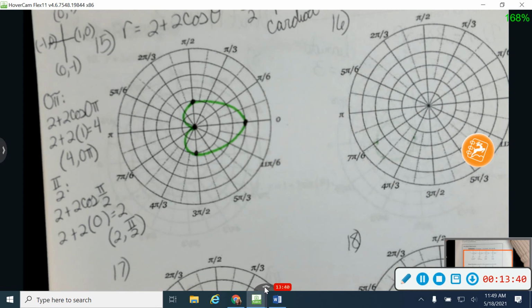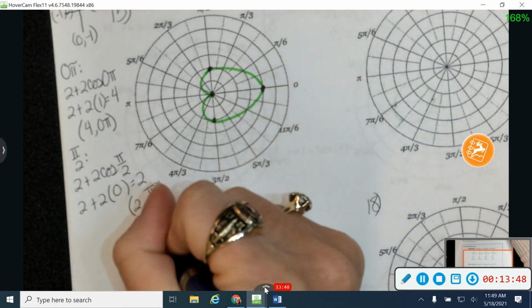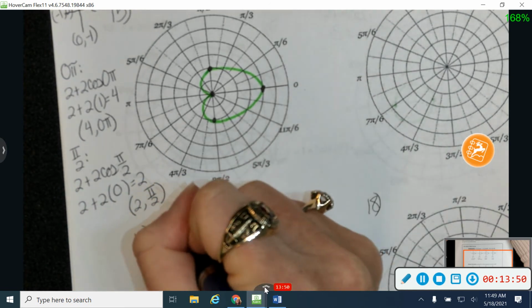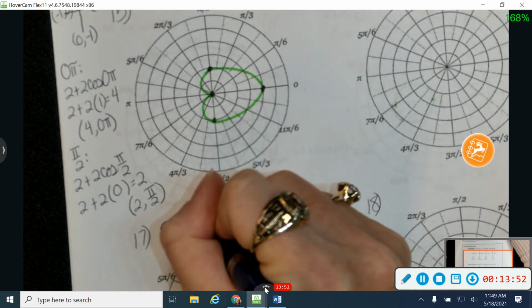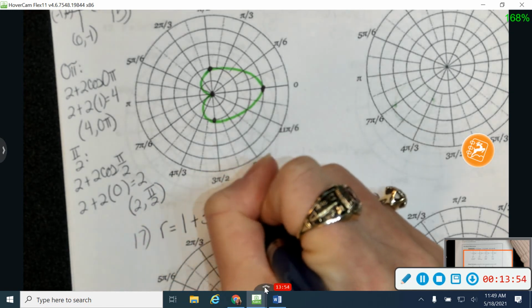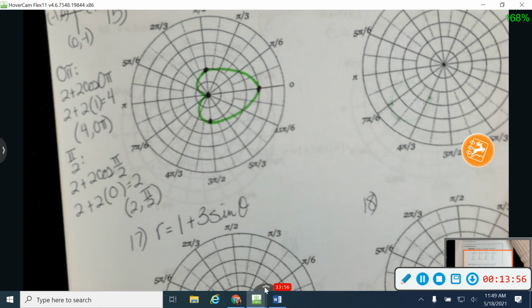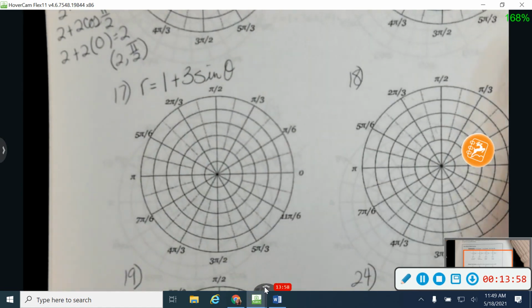All right, the last one we're going to do, I'm going to give you a minute to try. Try number 17. Go find 17 on your worksheet. 17 says that r equals 1 plus 3 sine theta. Try 17. It is also a type of limaçon. Figure out which type, and then find those quadrantal angles.